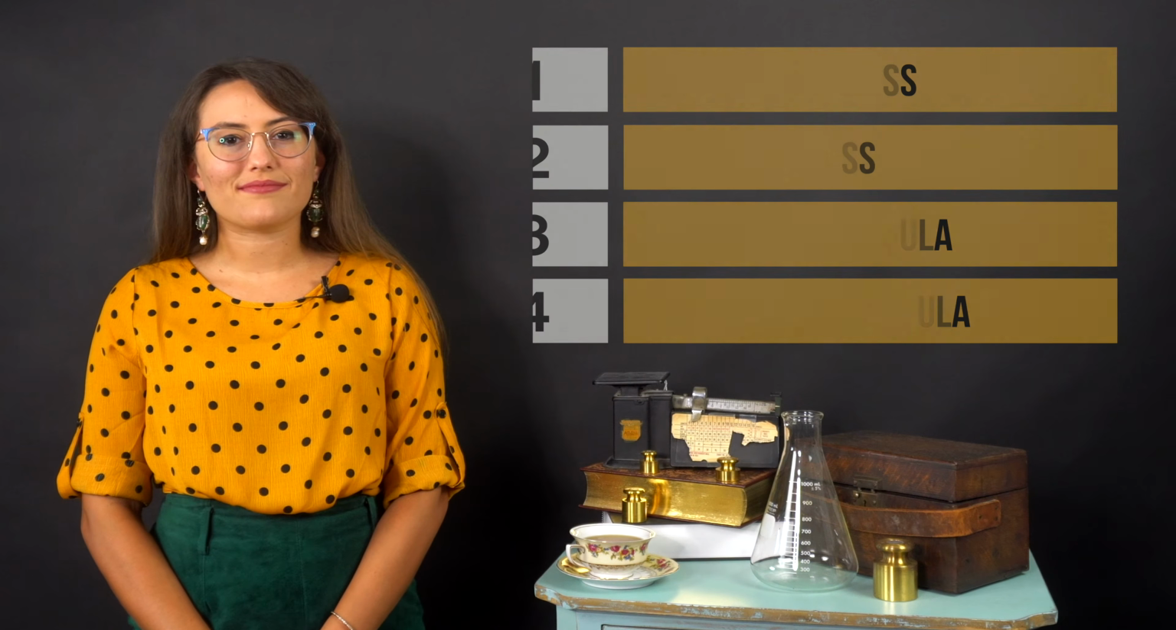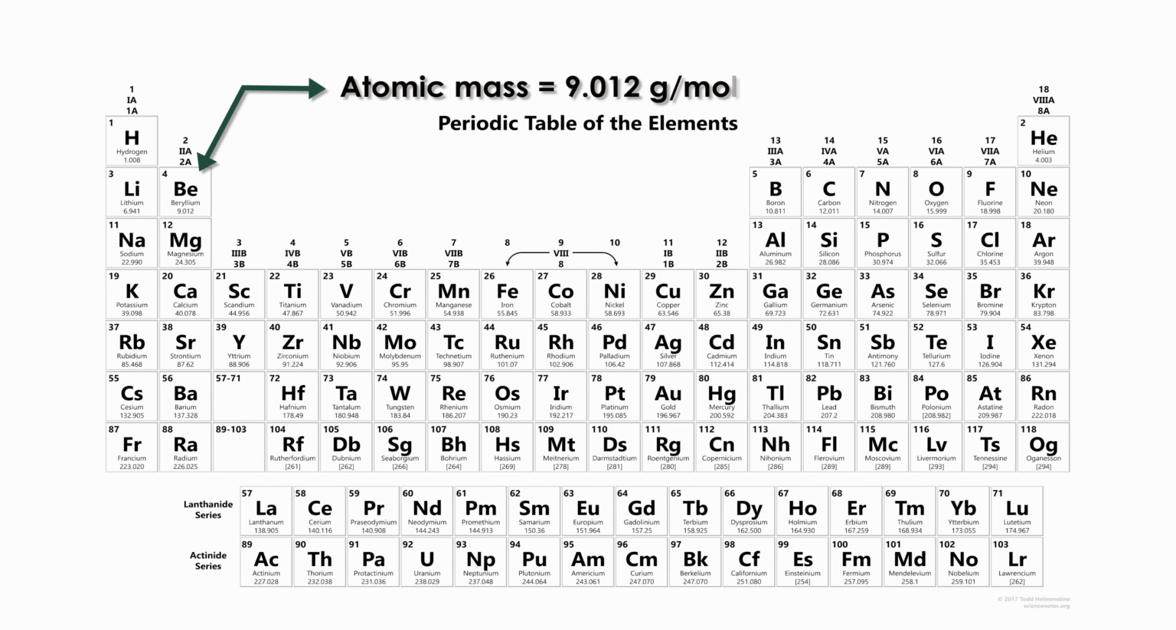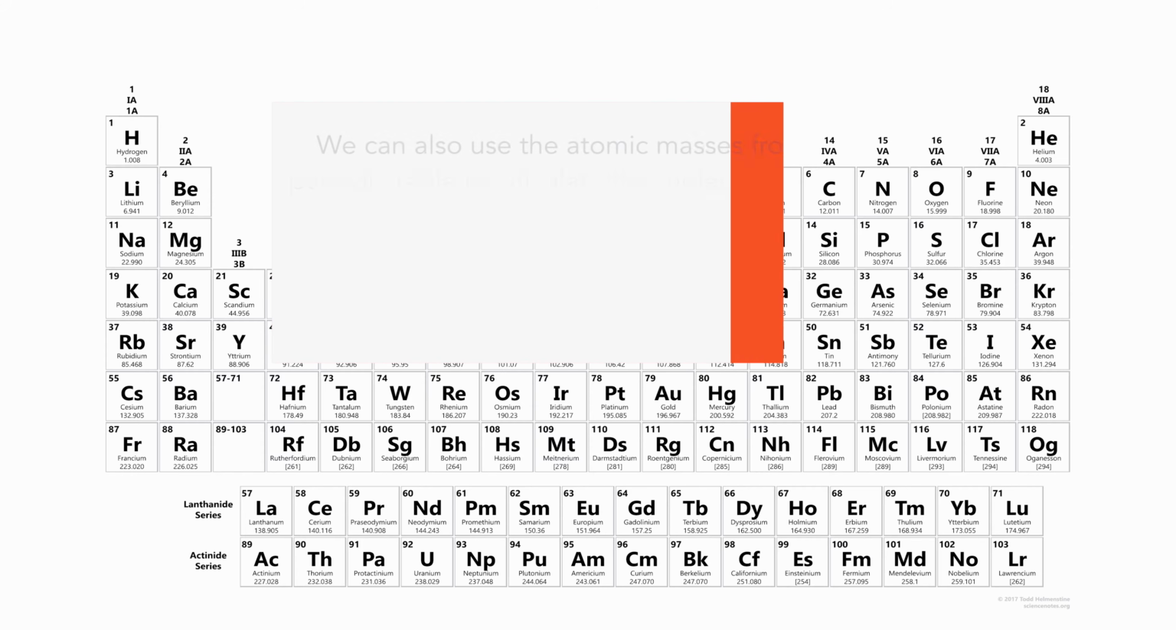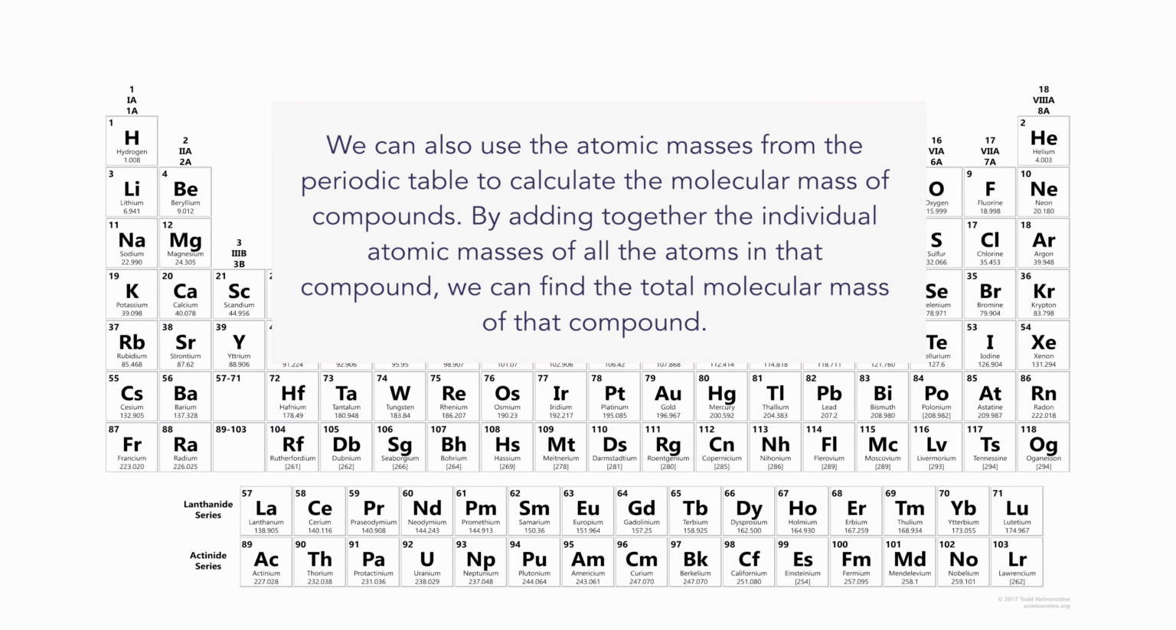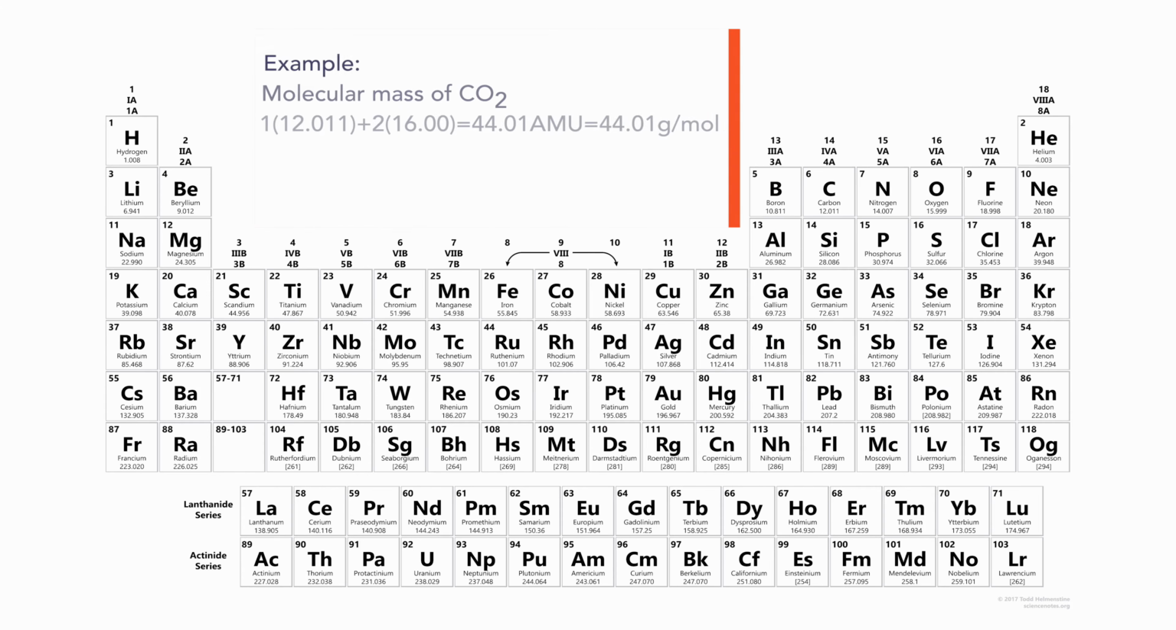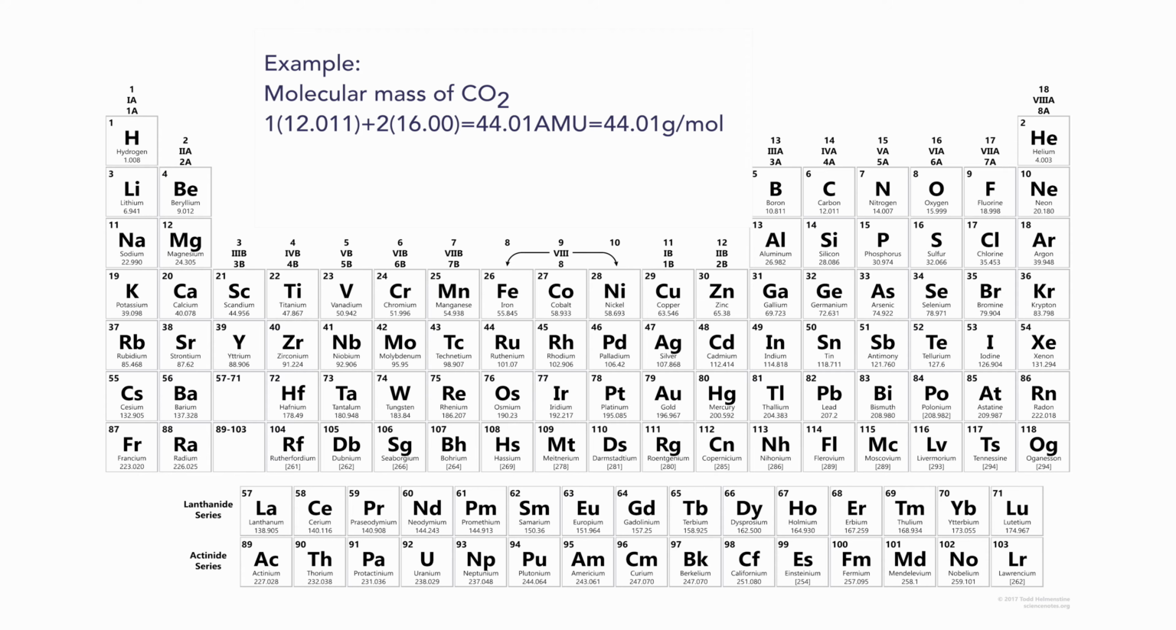As a review, we can find the molar mass of an element using the atomic mass, and this represents the mass of 1 mole of atoms of that element. We can also use the atomic mass from the periodic table to calculate the molecular mass of compounds. By adding together the individual atomic masses of all the atoms in that compound, we can find the total molecular mass of that compound. For example, a molecule of carbon dioxide contains 1 carbon atom and 2 oxygen atoms.